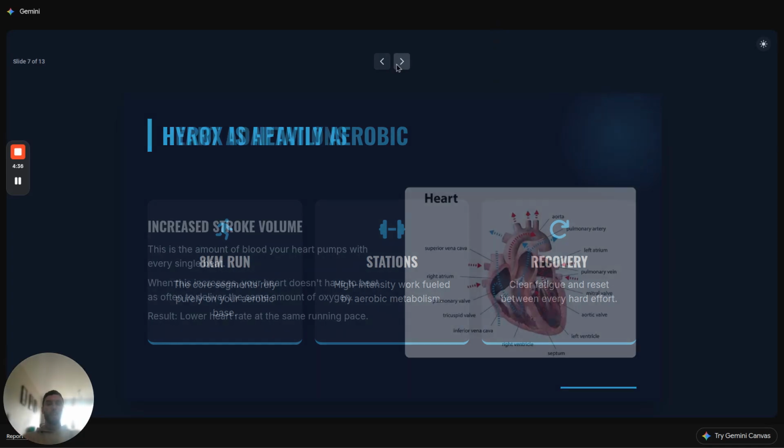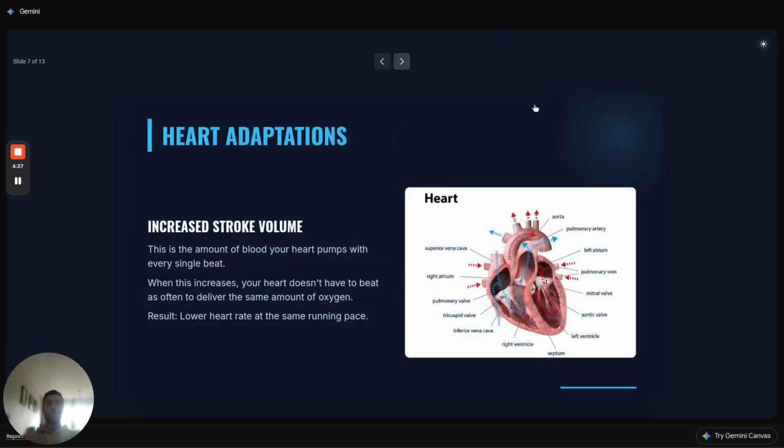So what actually changes when you improve or train your aerobic system? This is where we start getting into aerobic adaptations. When you consistently train your endurance, your body has a reason to adapt, and those adaptations happen in different places. So your heart can become better at pumping blood. One important adaptation is an increase in stroke volume, which is simply the amount of blood your heart pumps with each beat.